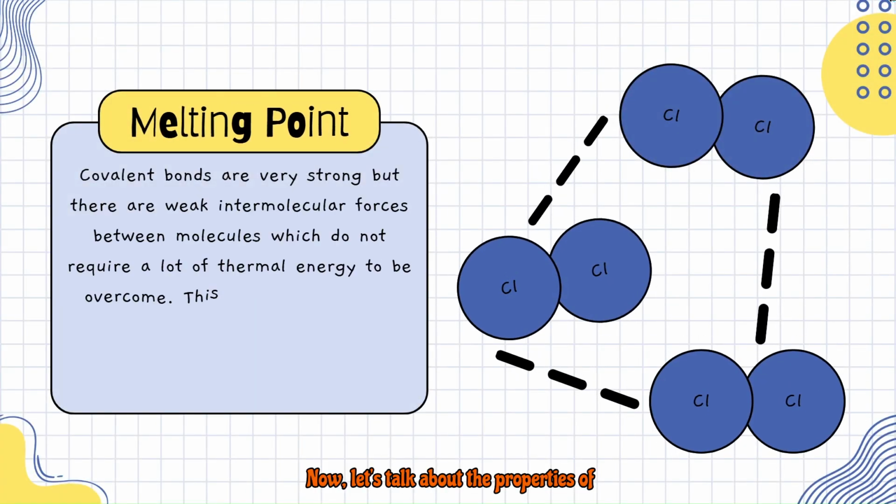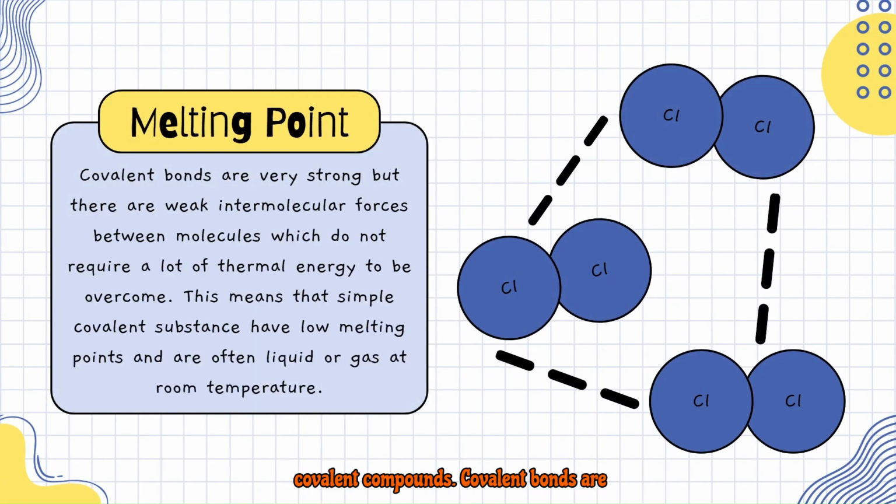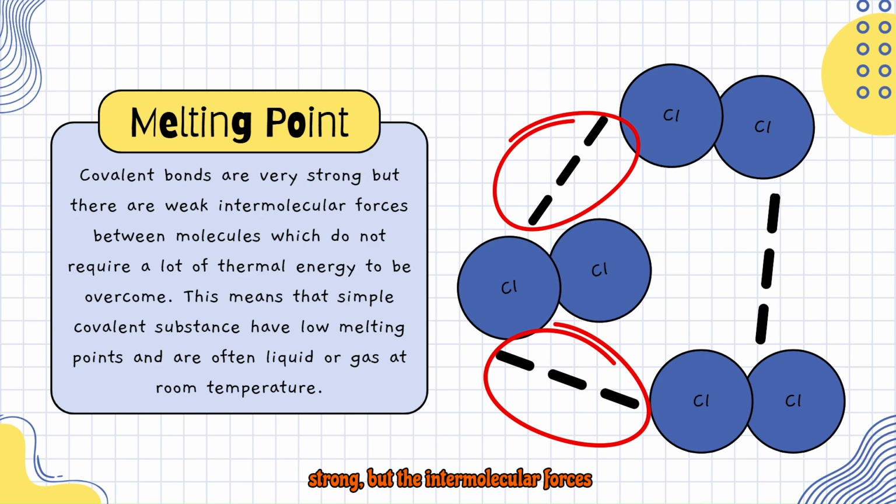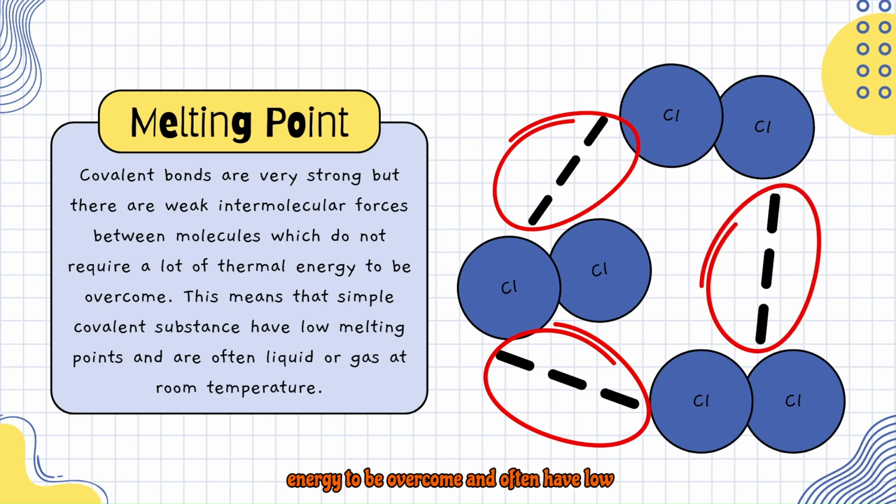Now, let's talk about the properties of covalent compounds. Covalent bonds are strong, but the intermolecular forces between molecules are weak. So these compounds do not require a lot of thermal energy to be overcome and often have low melting and boiling points. Also, this is the reason why water is a liquid at room temperature.